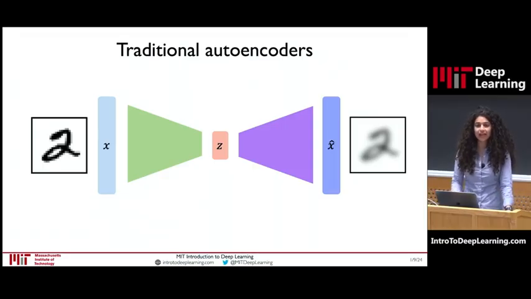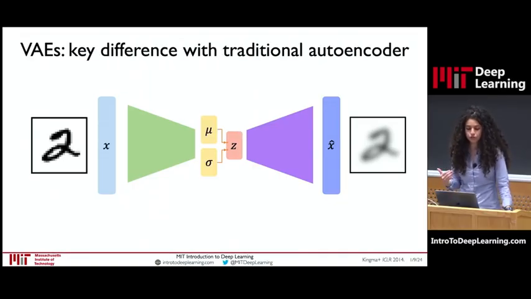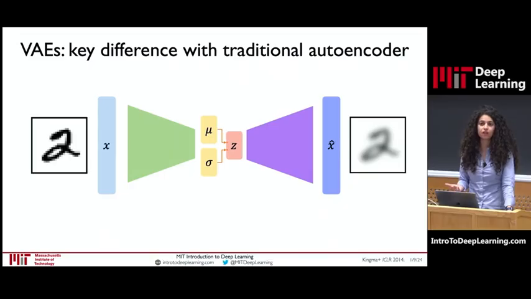In order to get more variability and more sampling, what we need is to introduce some notion of randomness and some notion of an actual probability distribution. And the way that is done is via this idea of introducing stochasticity or sampling to the network itself. And this is the difference between a variational autoencoder and a standard autoencoder.